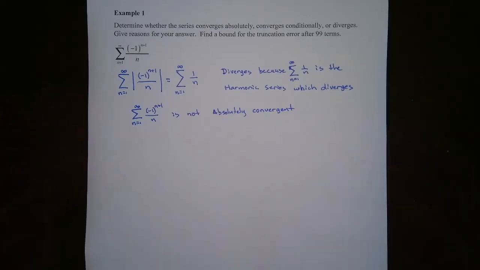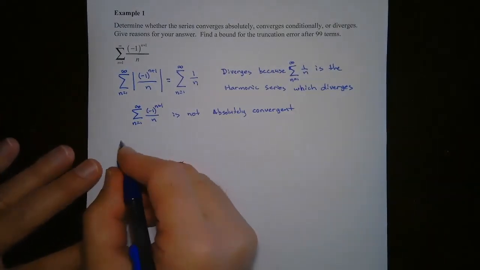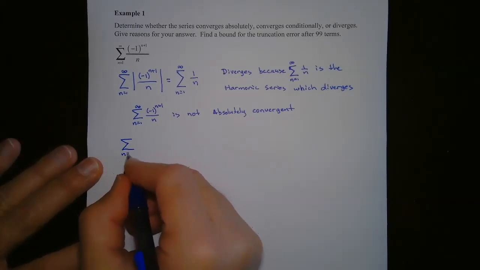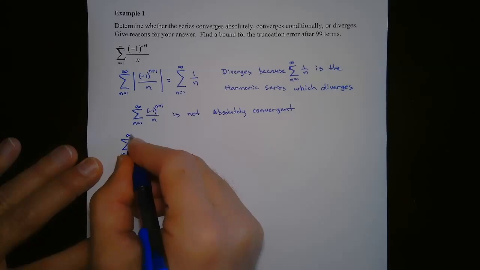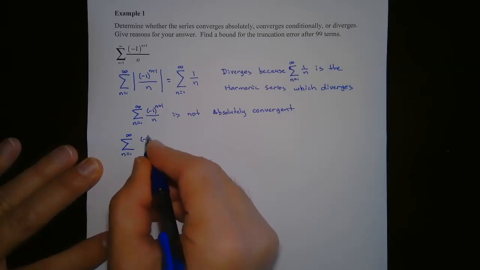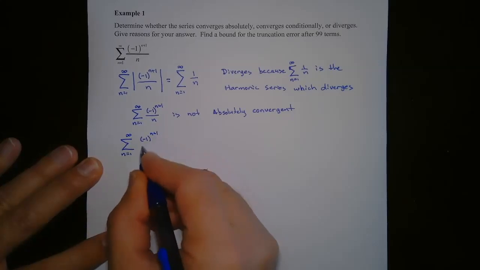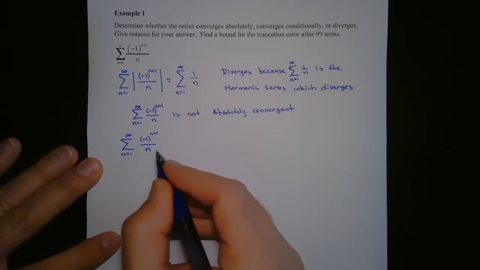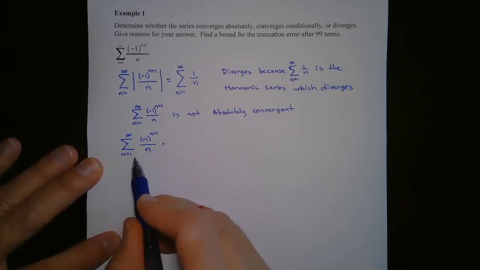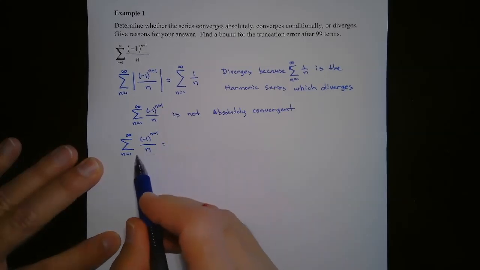Okay, so now we're going to switch over to the conditional convergence. So now we're going to look at the actual series: sigma n equals 1 to infinity of (-1)^(n+1) over n. Let's take a look at a few terms of this series.